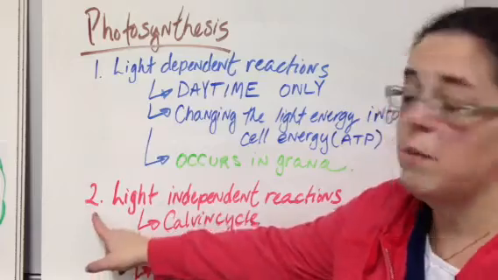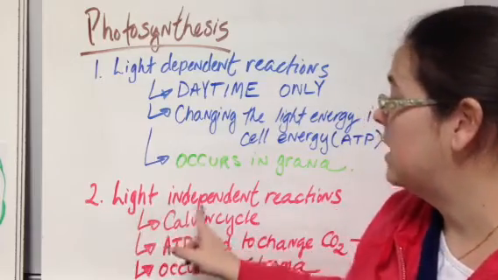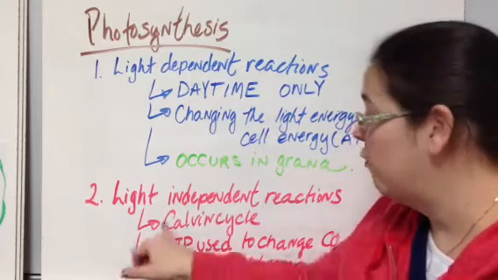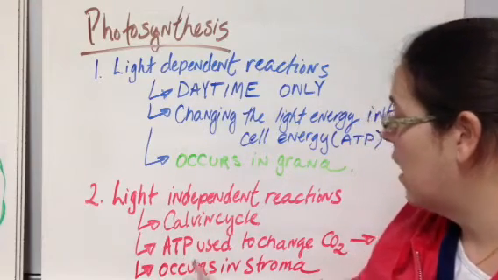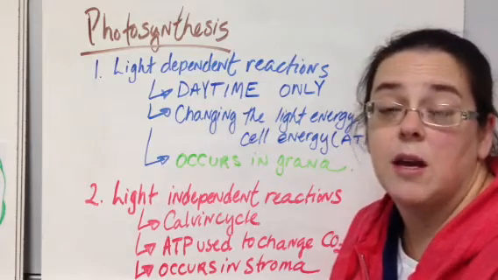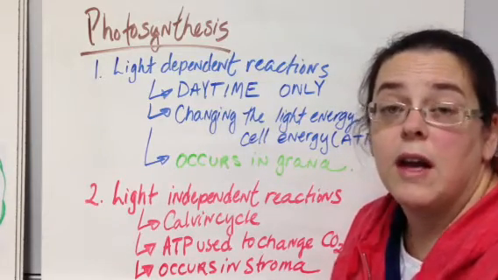The second step of photosynthesis is the light-independent reactions. Those are called the Calvin cycle. It occurs in the stroma, in the empty space in between the grana.